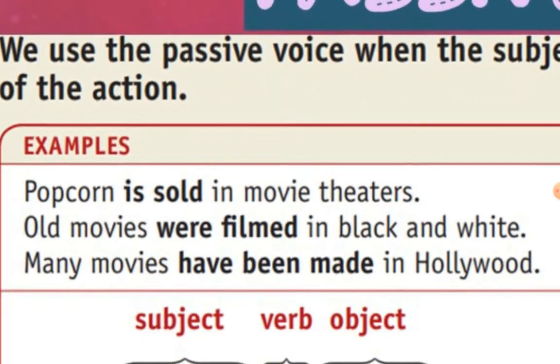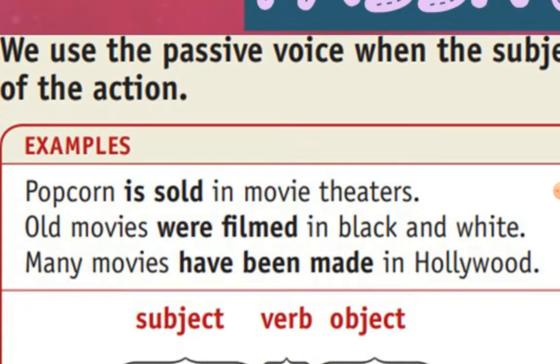Popcorn is sold in movie theaters. All movies were filmed in black and white. Many movies have been made in Hollywood. If you see in these three, we have first the verb to be in a different tense and then a main verb, which is its past participle. Okay? That's how we form the passive voice.